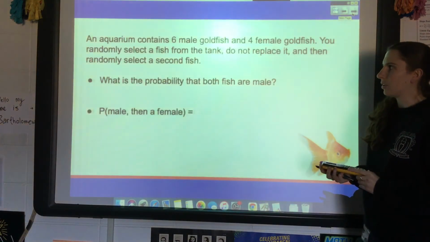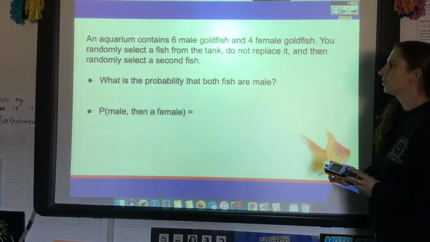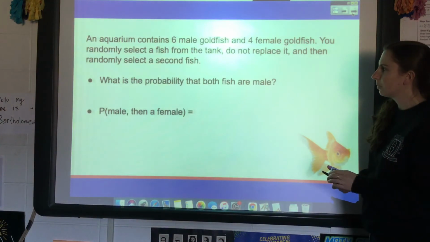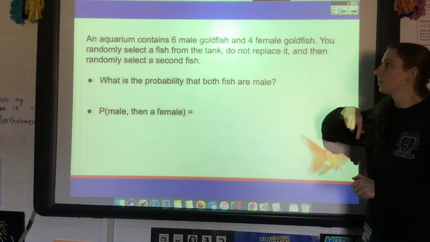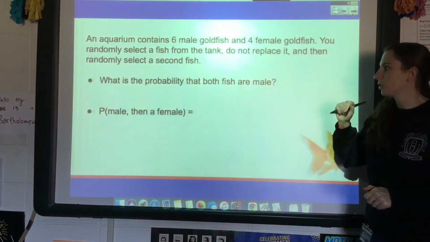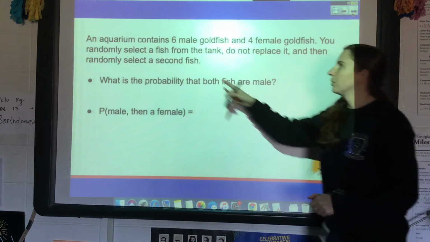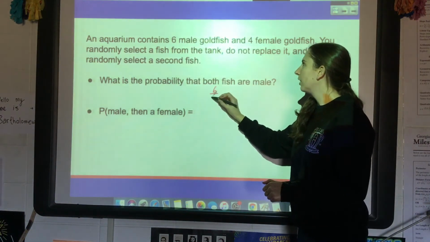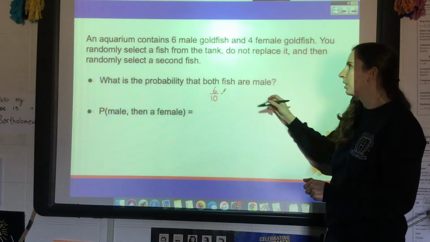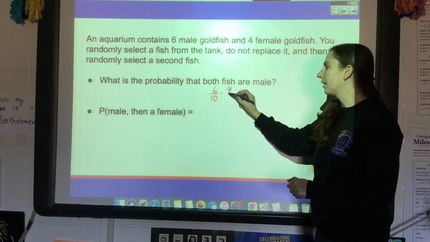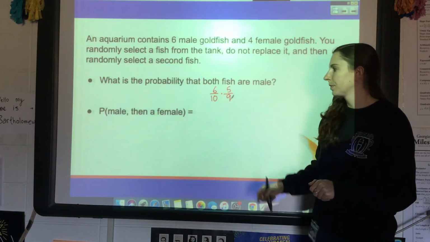Alright, so here's another example. An aquarium has 6 male goldfish and 4 female goldfish. You randomly select a fish from the tank. Do not replace it, which means they're going to be dependent. And then you pick another fish. What's the probability that both fish are male? So you've got 6 male out of 10 total. The probability that the next one is male would be 5 out of 9, because you only have 5 males left and 9 fish total.